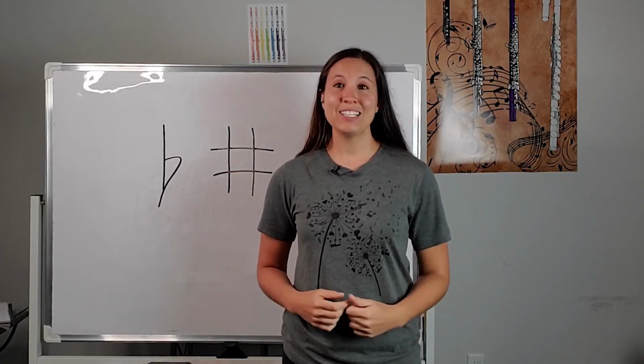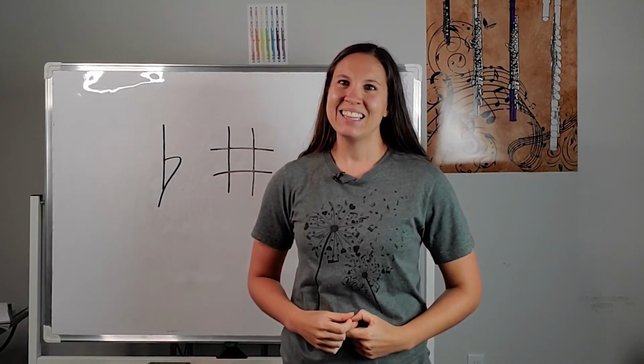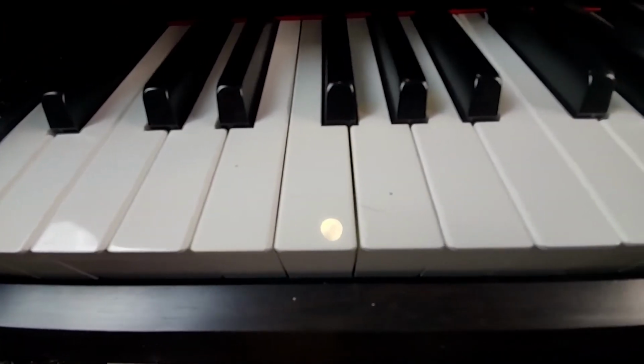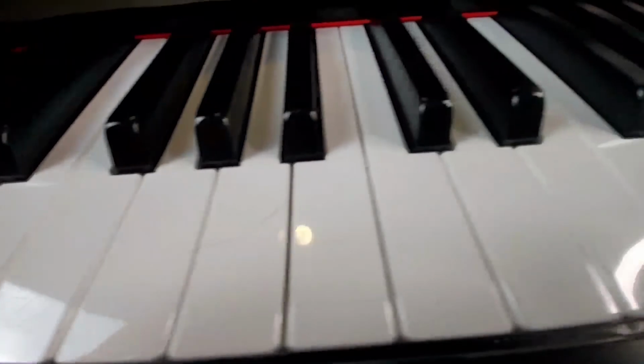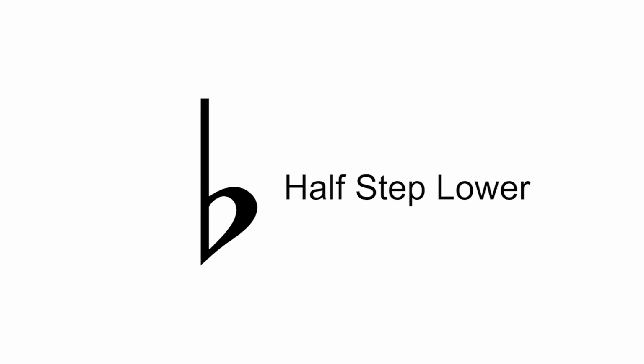Okay, are you ready to learn about sharps and flats? Let's move over to the piano. Okay, do you remember all our notes on the staff? These are all the white keys. If you see this symbol, that is a flat. A flat is a half step down.